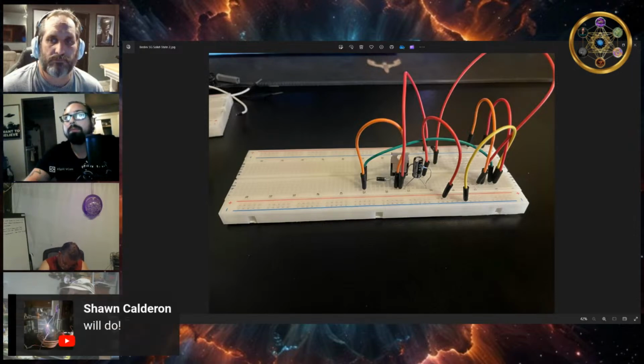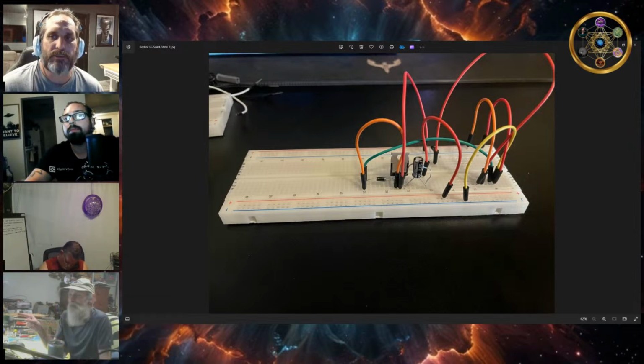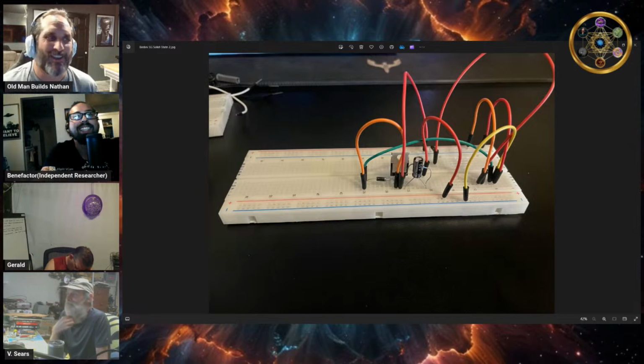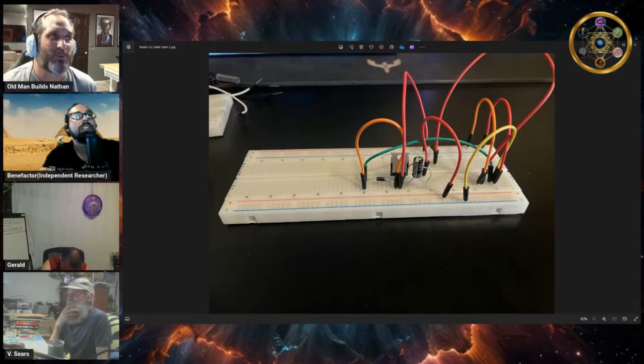Is that the gentleman with the spherical capacitor, Nathan? The spherical Tesla coil, yes. Okay. Yeah, I would like to chat someday with him too. I'll set you up with his information. Okay. His Teslas are beautiful. Yeah, those coils are awesome.